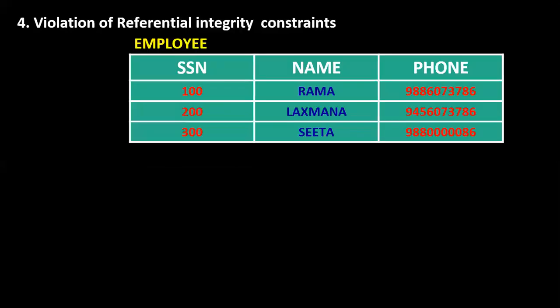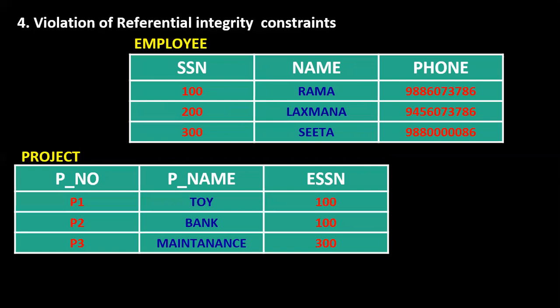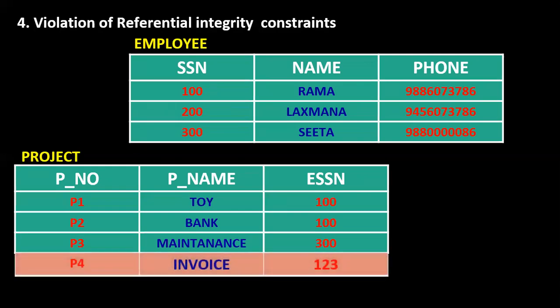Then referential integrity. Here I have an employee table and a project table. In the project table, ESSN is a foreign key referring to the primary key SSN in the employee table. Now I want to insert a new tuple into the project table. I have entered project 4, project name invoice, and ESSN 123, which means the foreign key value is 123.